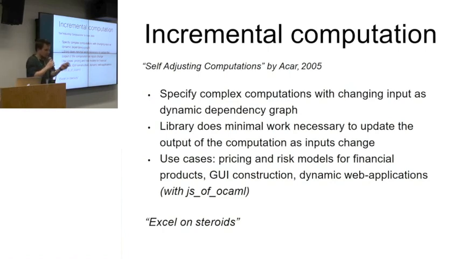So the way you can think about this is you build a dependency graph where your leaf nodes are your inputs, your computations are your nodes, and finally you have outputs of what users actually care to look at. So the idea is that the library does the minimal work necessary to update all the internal computations every time the inputs change. So in some ways you can think about this like Excel.